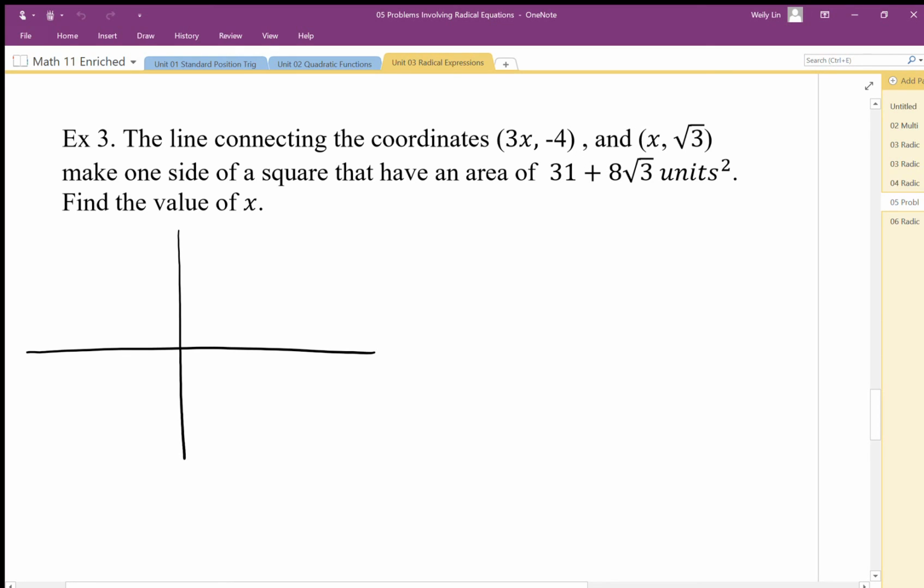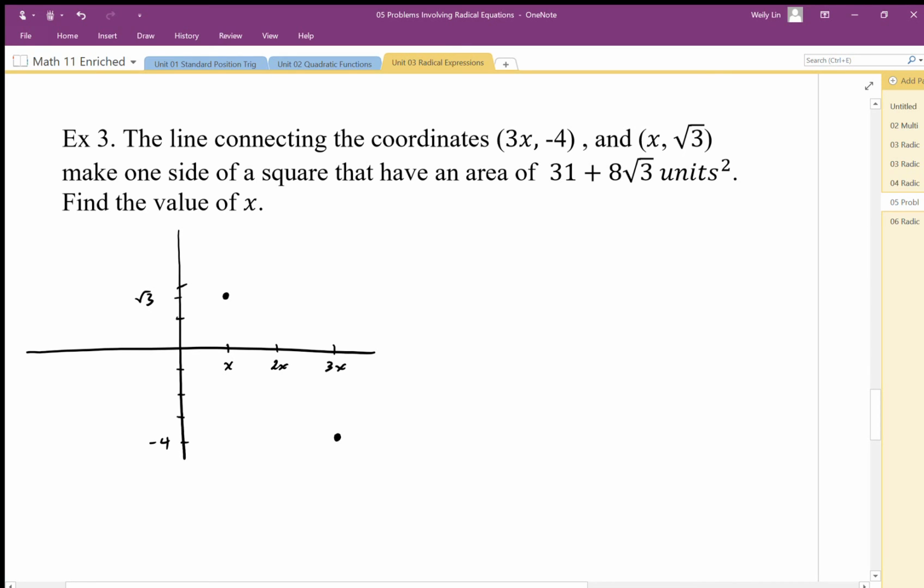Okay, well, let's set this up. So I'm just going to arbitrarily say that that's going to be x, so that would be about 3x here. Okay, and then I know that one of my coordinates is going to be at negative 4, so I'm going to draw negative 4 down here, so 3x, negative 4, that would be one coordinate, and x root 3, so that's 1, 2, root 3 is about 1.7, so we'll say that that is about root 3, about there.